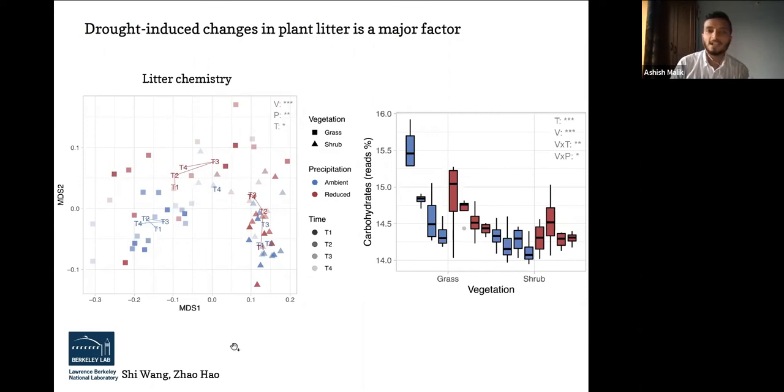We did FTIR measurements here to look at the litter chemistry. This work was done at the Berkeley lab, and again, thanks to Shi and Zhao for the excellent collaboration on this front. What we saw here, if we do a quick ordination, is that the shrub and grass litter is very different in terms of the different functional groups of chemical compounds that were found. And we see that there is a precipitation treatment effect as well.